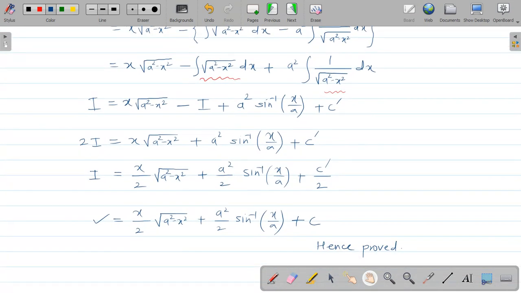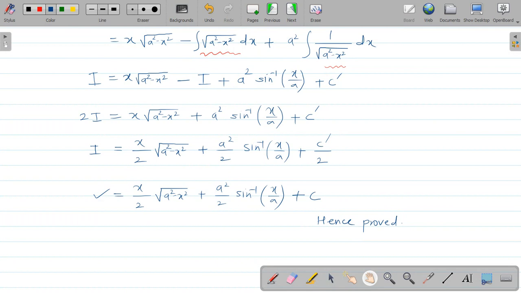So we get the answer, that is x upon 2 root of a square minus x square plus a square upon 2 sine inverse of x upon a plus c. Okay, thank you.